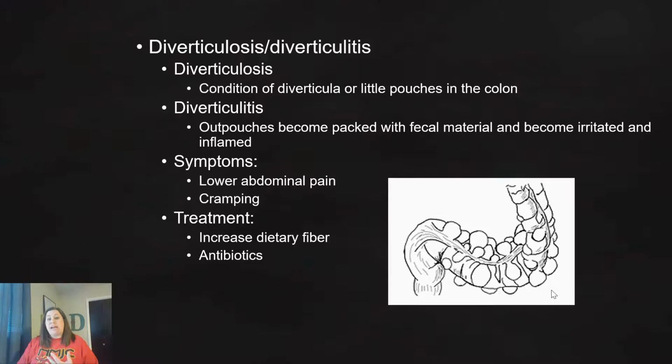Treatment, increased dietary fiber. Now, fiber can be increased through certain foods like fruits, vegetables, beans, potatoes, rice, and cereals. Those all are high in fiber, which actually helps the movement of food through your digestive system. It helps keep things more regular, which can help prevent this from occurring. And then antibiotics, if we do see that there's bacterial infection that takes place. If there's a secondary type of bacterial issue, antibiotics may need to be provided.